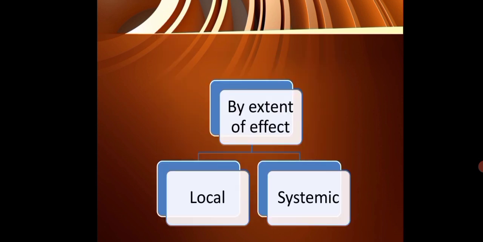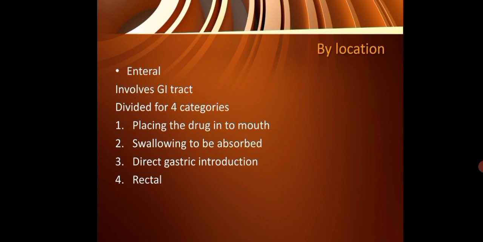By extent of effect, we can classify it as local as well as systemic. As we all know, local like creams and so on, and systemic where we inject into our body, things like that. By location, as I mentioned earlier, there are three types: enteral, topical, and parenteral.